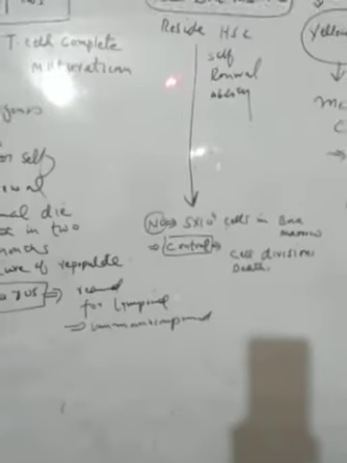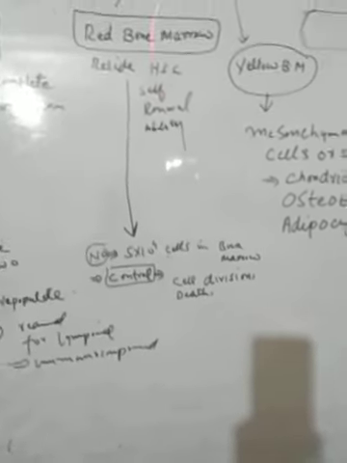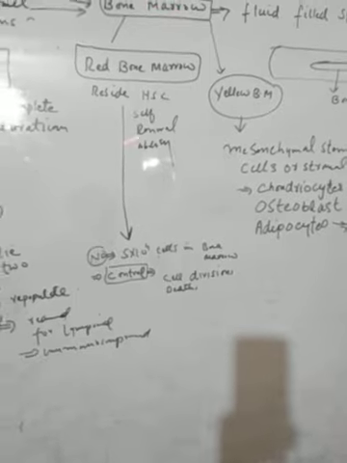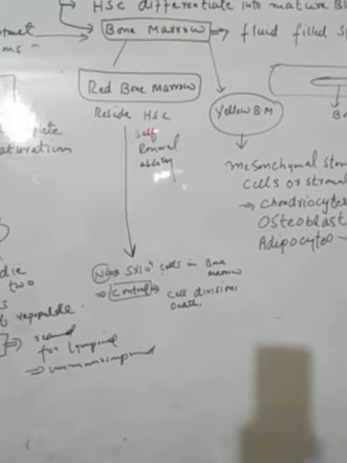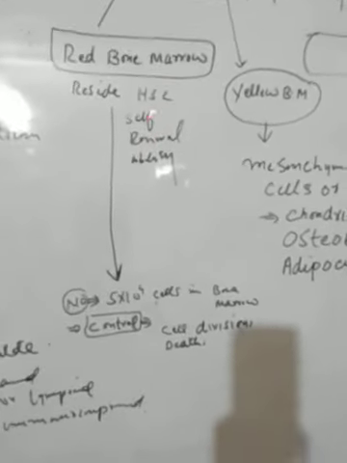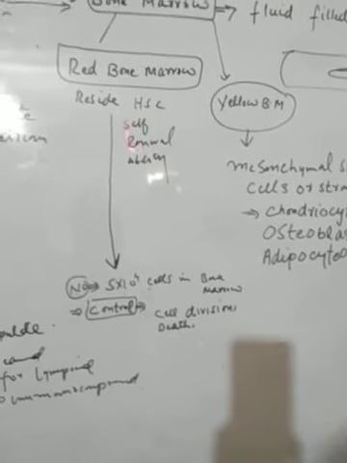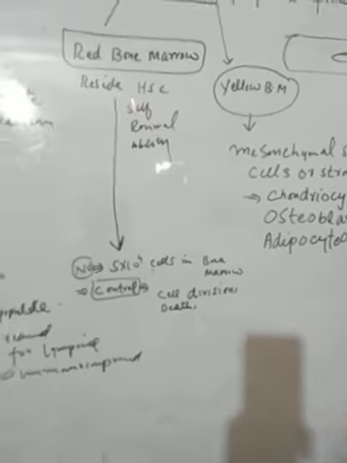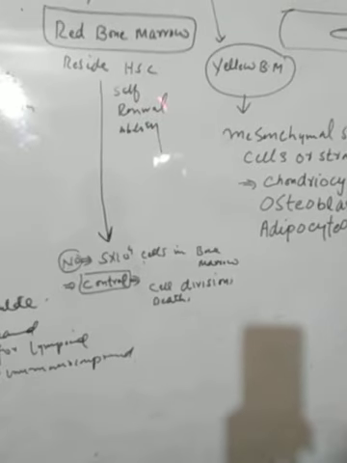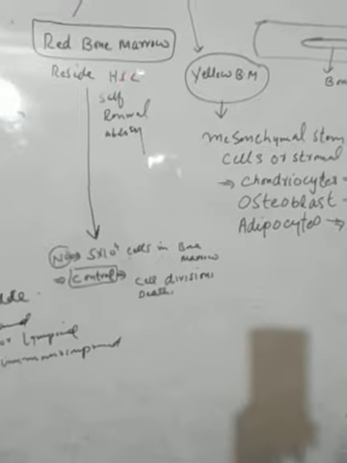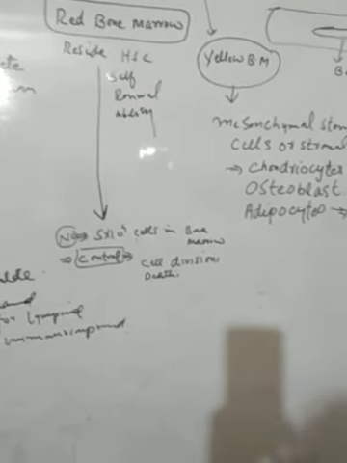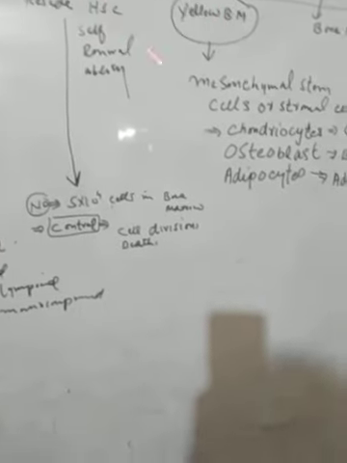Now red bone marrow. In red bone marrow reside the hematopoietic stem cells. What is the main property of the hematopoietic stem cell? The main property of the hematopoietic stem cell is its self-renewal ability. Self-renewal ability means that it differentiates into the blood cells as well as maintains its population.